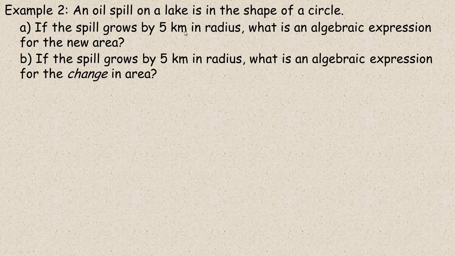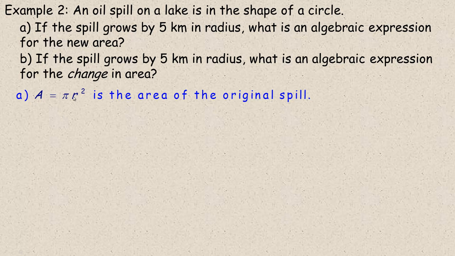In A, it says if the spill grows by 5 kilometers in radius, what is an algebraic expression for the new area? So we're not asked to find the area if the radius is 5. We're asked to find an algebraic expression for what the area will be if it gets 5 bigger. So the answer isn't just going to be a number, it's going to be an algebraic expression. We don't know what the initial radius is, so we'll call it r. Remember, the area formula for a circle is A equals pi r squared. That's the area of the original spill, and r is the original radius.